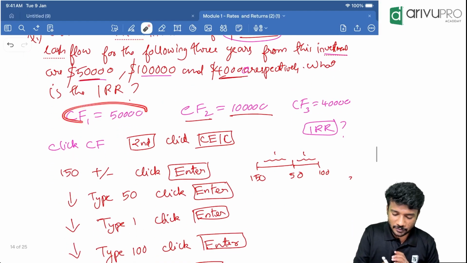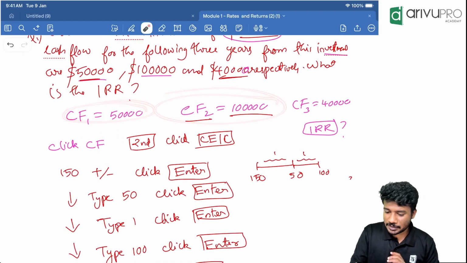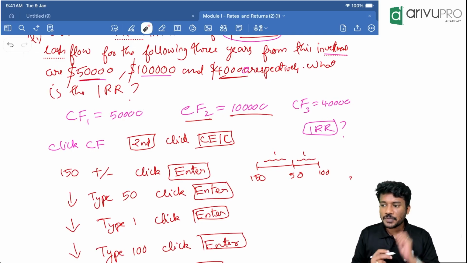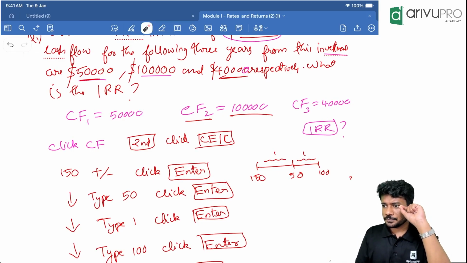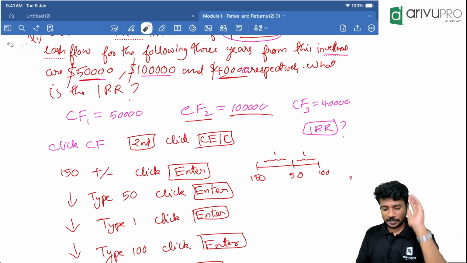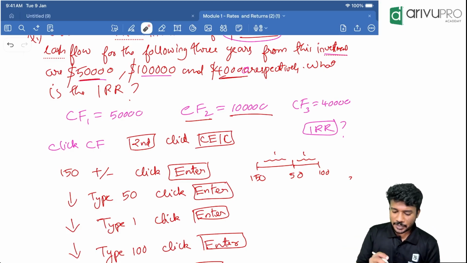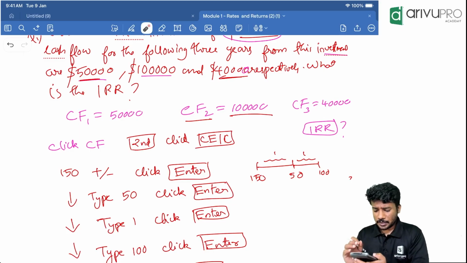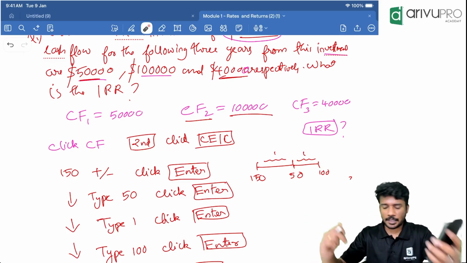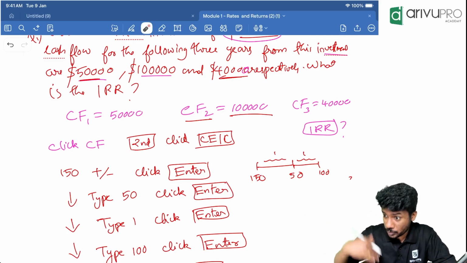So inflow for the first year is given, inflow for the second year is given, inflow for the third year is given. Now you got the calculator, or how is it done? You have a calculator? Okay, fine. So in our calculator, there is a button on your calculator. Yes, you can use that calculator. Along with me, you try to do the question.